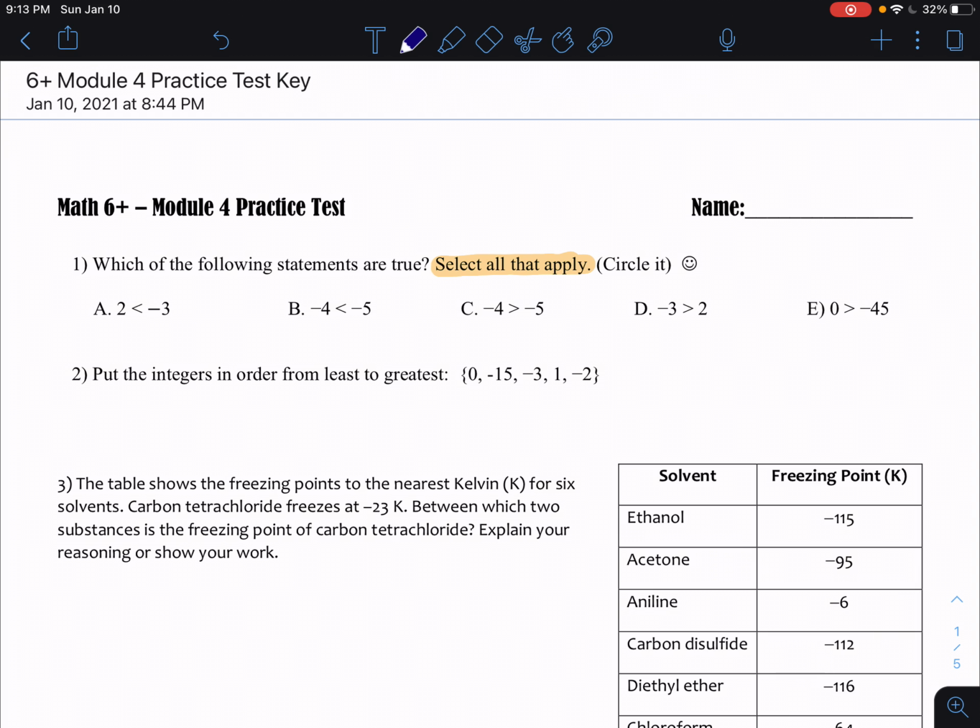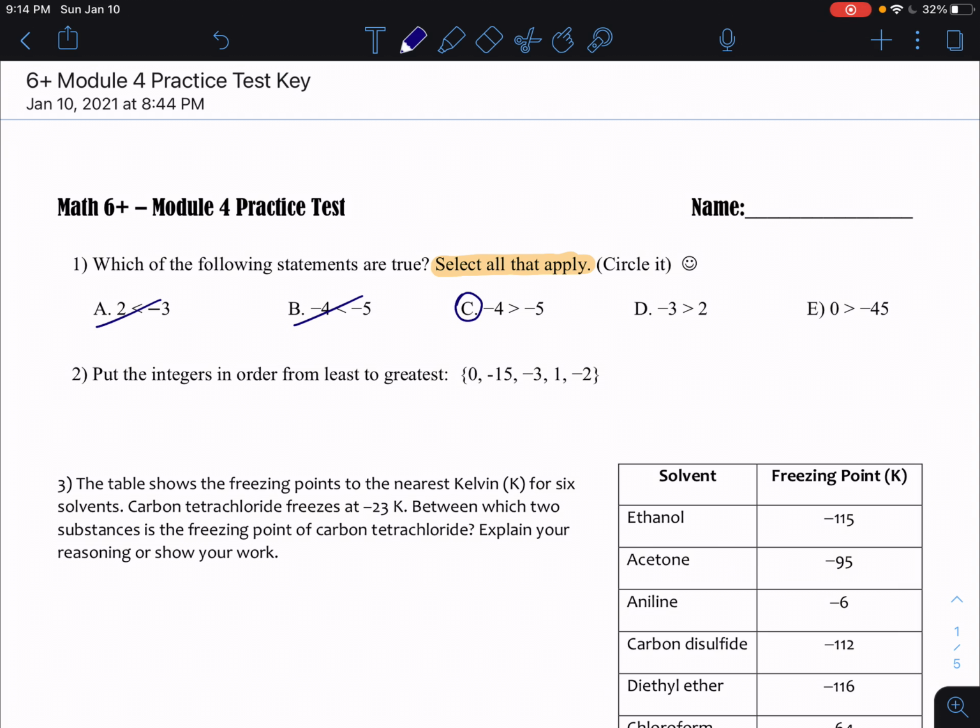In part A, it says 2 is less than -3. That is not true. Positives are greater than negatives. In part B, -4 is less than -5 is not true. -4 is actually closer to 0. So it's greater. That means that part C is true. -4 is greater than -5 because -4 is closer to 0.